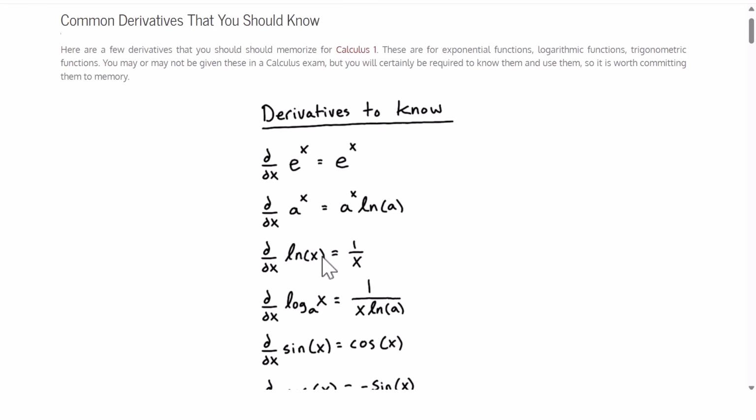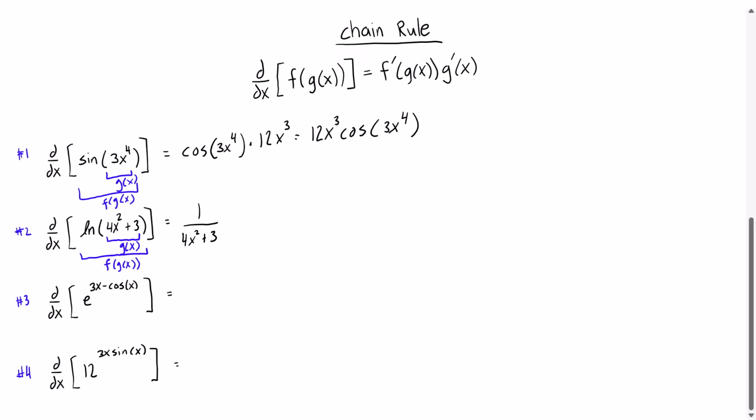So if the derivative of ln of something is equal to 1 over something, we have completed the first part of the expression, the derivative of the outside, and we need to multiply that by the derivative of the inside. And the inside here is 4x squared plus 3.